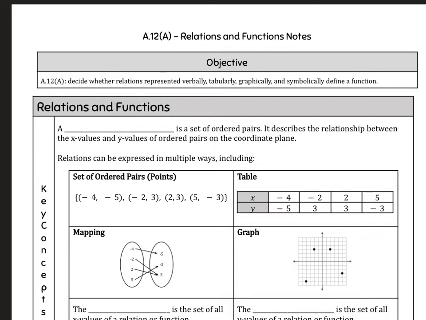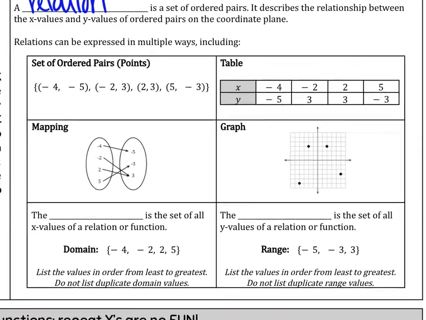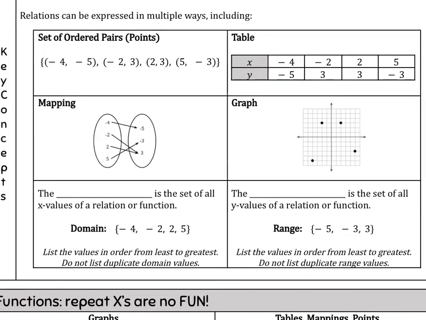So, a relation is a set of ordered pairs. It describes the relationship between the x values and the y values of ordered pairs on the coordinate plane. A relation can be expressed in multiple different ways. Here are some of them for you.